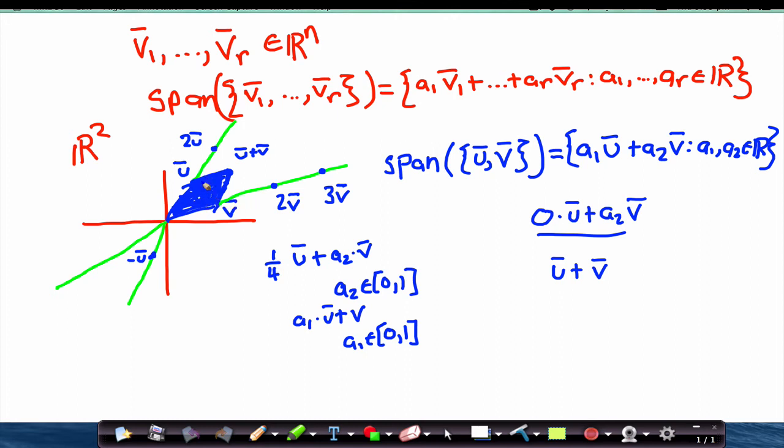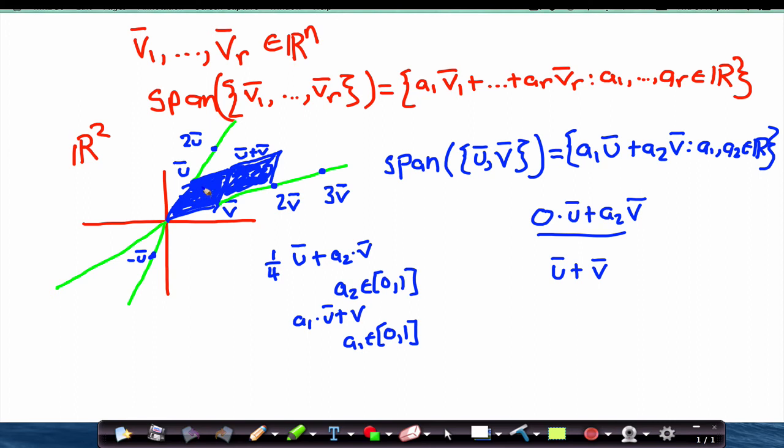And now if I can achieve anything inside this parallelogram, then if I take some point in here and add v to it, you can see that that's just going to translate it into the neighboring parallelogram. So if I can achieve anything in this parallelogram, then I can also achieve anything in this parallelogram. Okay?